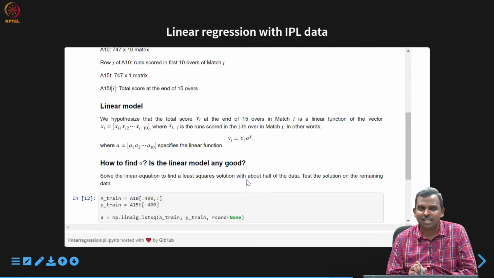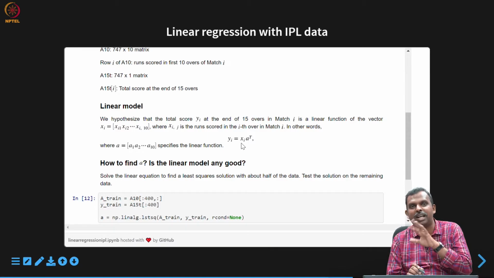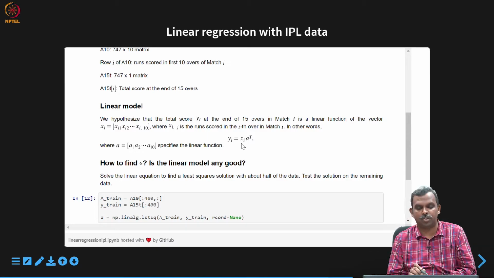So how do I know if that answer is any good? I can test the solution on the remaining data, right? So I take half the data, I compute the A, and then keep that same A and actually compute the projected thing for the remaining things and see what my error is. Am I doing good on the remaining data? So this is a method that machine learning normally uses.